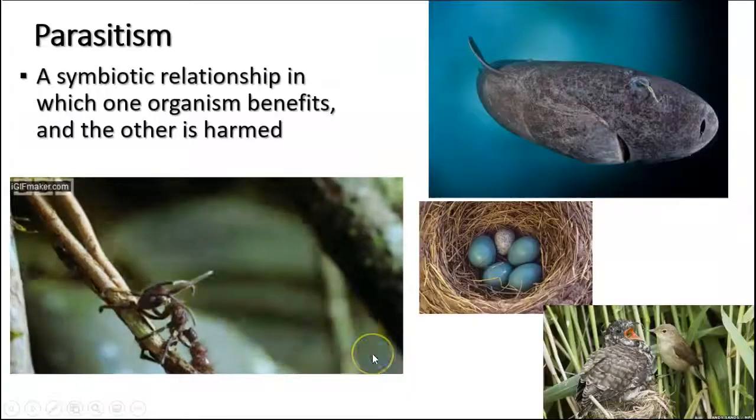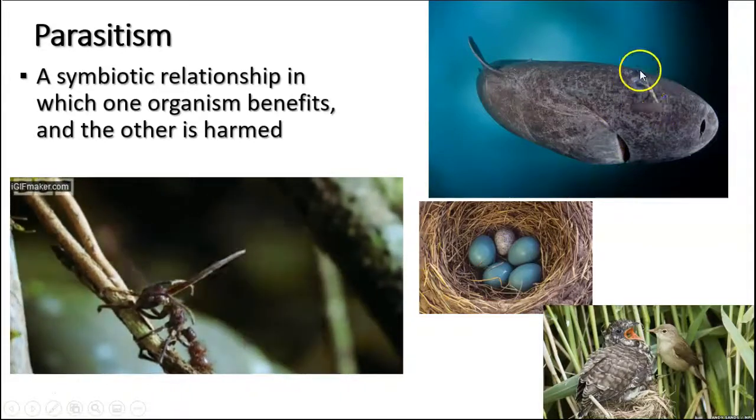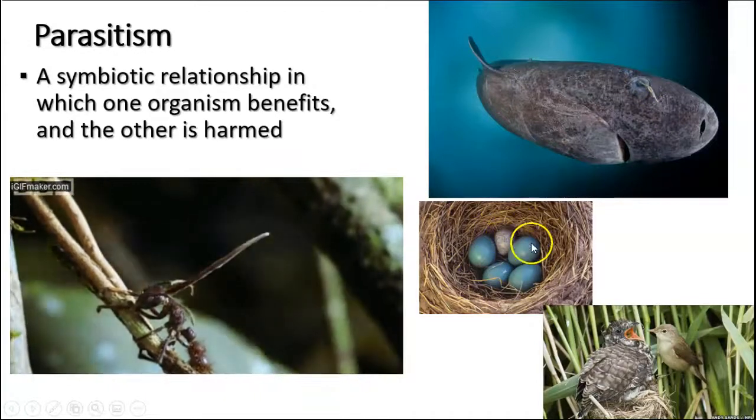In parasitism, you've got one organism that benefits and the other one is harmed. This is a particular kind of fish that parasitizes a type of whale and eats on their eyes. Here we have a cuckoo that lays its eggs in the nest of another bird, lets the other bird raise their babies, and the baby cuckoos are often bigger than the other nestlings and actually kick them out sometimes.